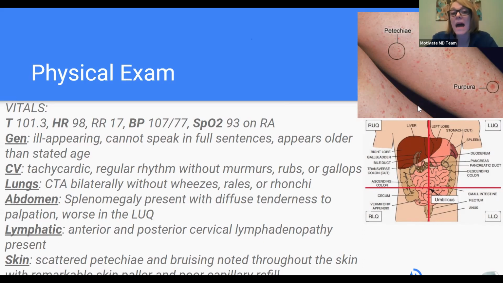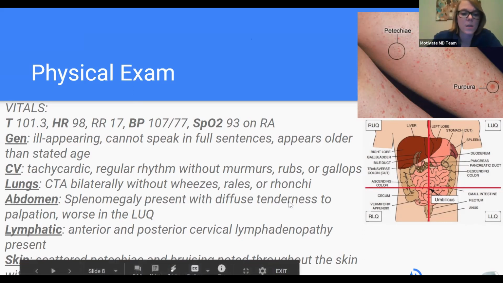If we said hepatomegaly, that means a big liver. Same thing with your heart. If we said cardiomegaly, that means a big heart. So what we're looking at here is that we're able to palpate the spleen on examination. On this physical exam, we're saying that this patient has splenomegaly, and he's pretty tender to palpation when we try to palpate in that left upper quadrant.